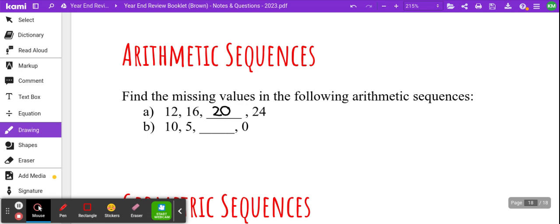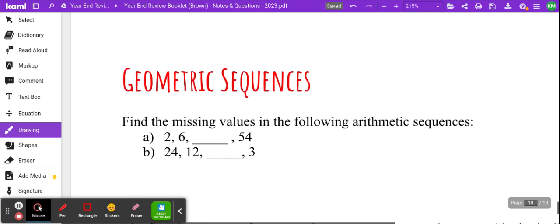Oh, this is not a good one. I think the 0 is supposed to be a -5. 10, 5, mystery number, -5. It will be a 0. That was an oops-a-doodle. We understand the idea of arithmetic.